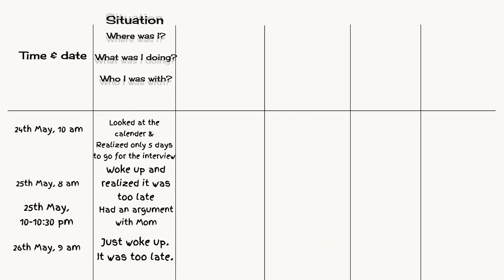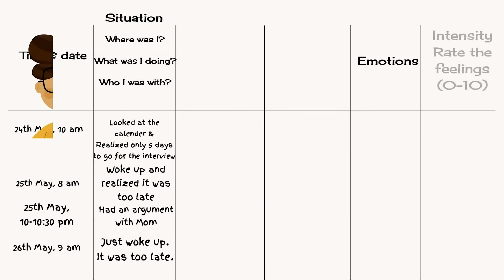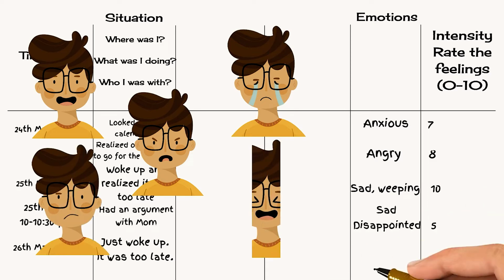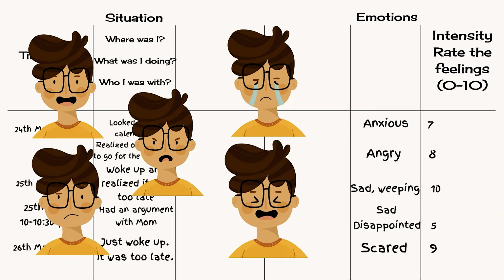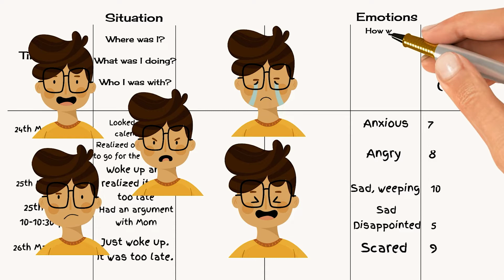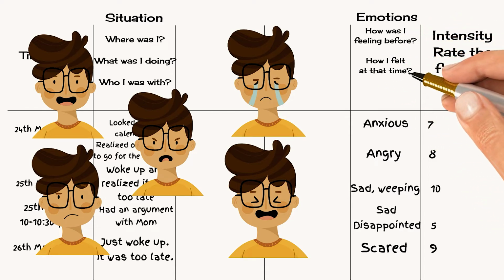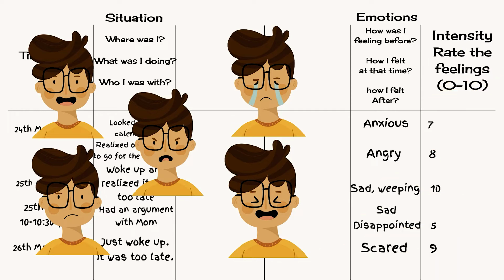Who was I with? Next, identify all the emotions that you were experiencing. Sometimes the feelings become more evident than the thoughts, so it might be useful. You can ask yourself, how was I feeling before this happened? How did I feel while it was happening? How was my mood after it happened?